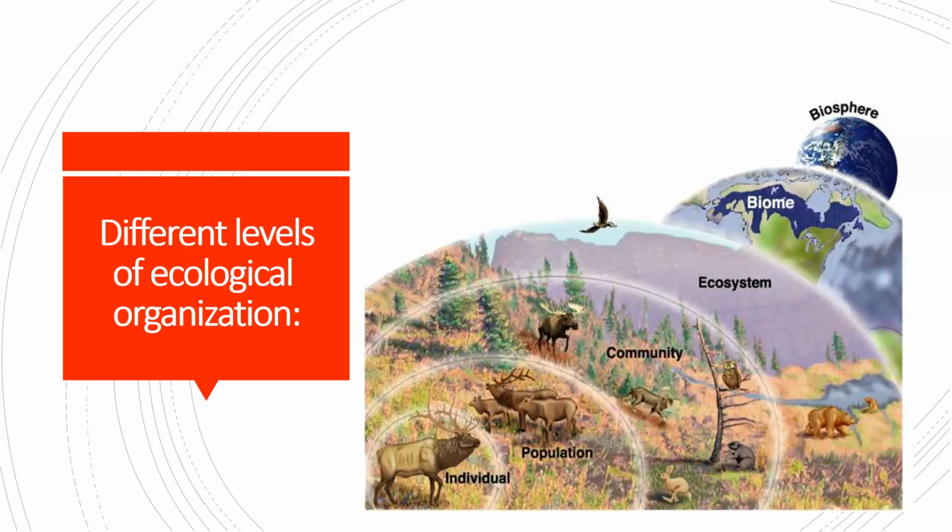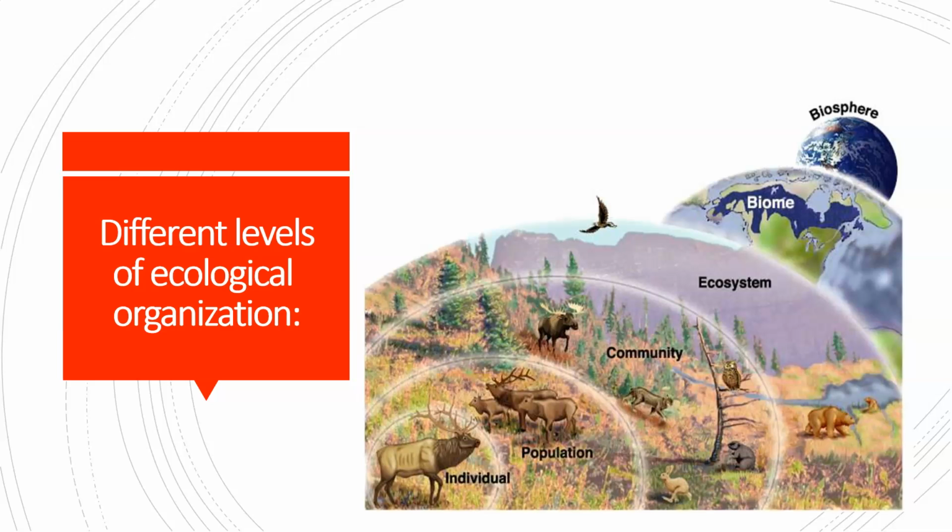The step up from the population is the community. Now in the community, we got lots of populations hanging out together. So in this case, we have the owl, we have the elk, we have the mountain lion, we have the moose, we have trees, we have grass. So the community is essentially all the populations, or all the living things.